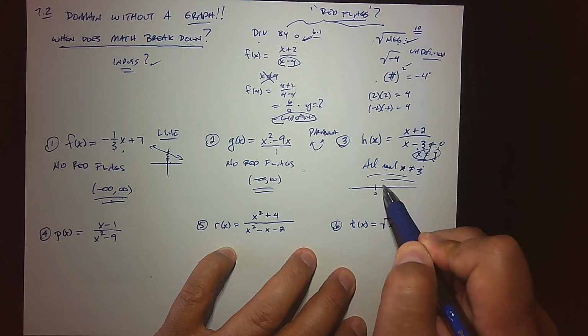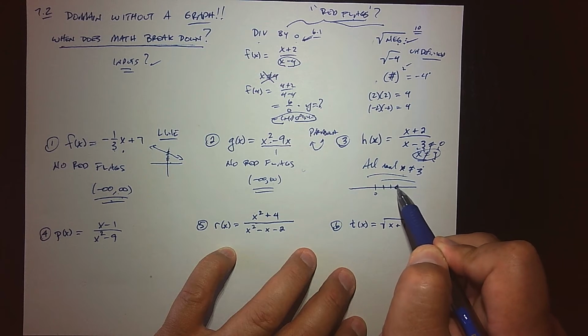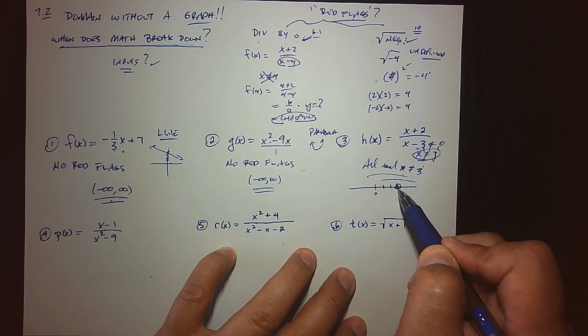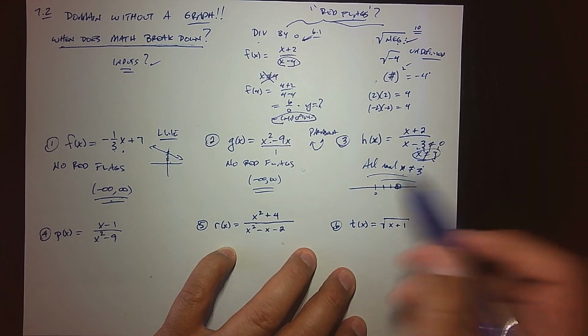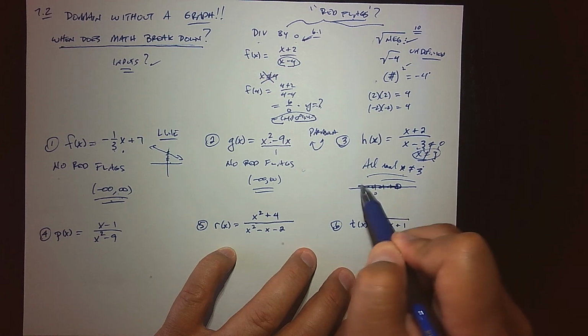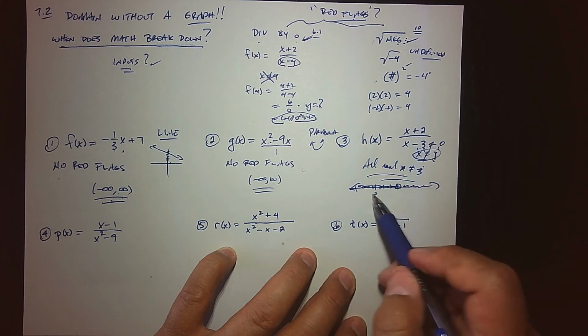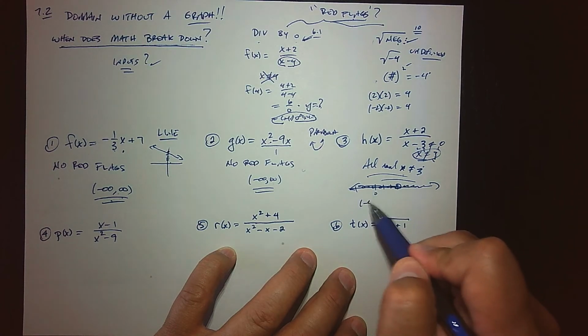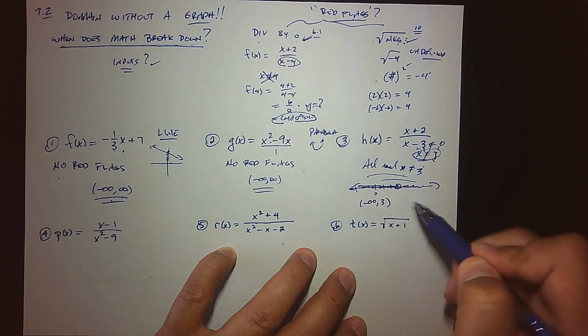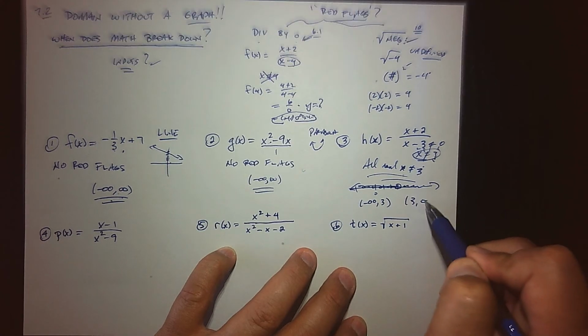So here's 0, 1, 2, and 3. We're not including 3. That's the only value we cannot be equal to. So this means we're going to shade everything over to the left, and we're going to shade everything over to the right. So I have two intervals. This interval is negative infinity up to 3, and this interval is 3 to infinity.